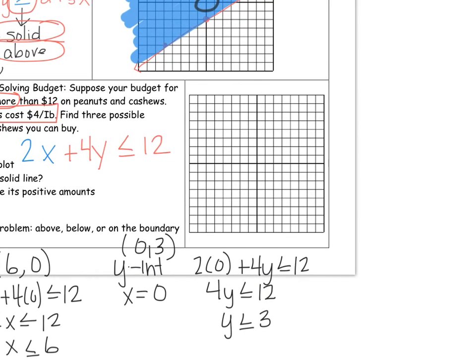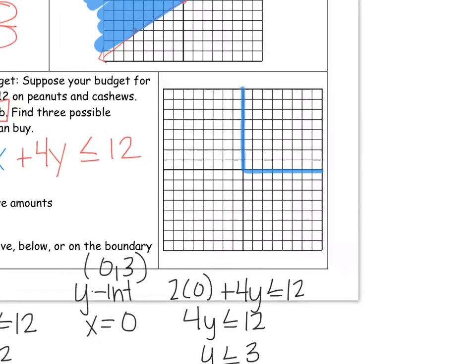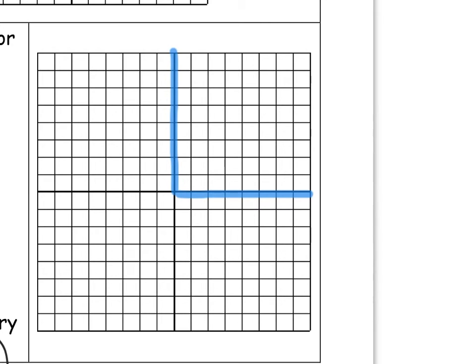So I'm going to start graphing using my x and y intercepts. I'm only going to graph in this coordinate plane right here, or the quadrant 1, because we can't have negative amounts of peanuts and negative amounts of cashews, so that's the area I'm going to graph in. So I'm going to start with my x and my y intercepts. My x-intercept was 6, 0, which is right here, and my y-intercept was 0, 3, which is right here.